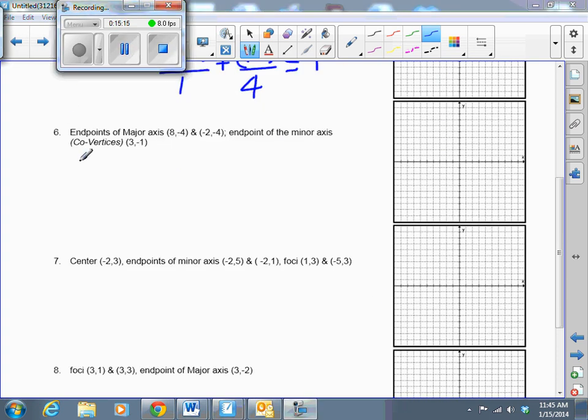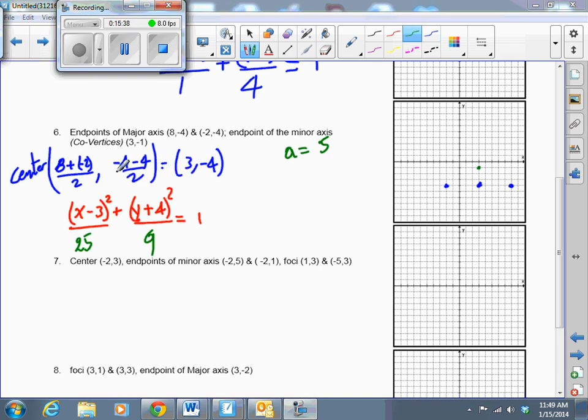Let's look at number 6. Endpoints of the major axis are at 8, -4 and -2, -4. So I will count 8, -4. That's one of them. And -2, -4. That's another one. Any question on number 6? The easiest one is when they give you the center.